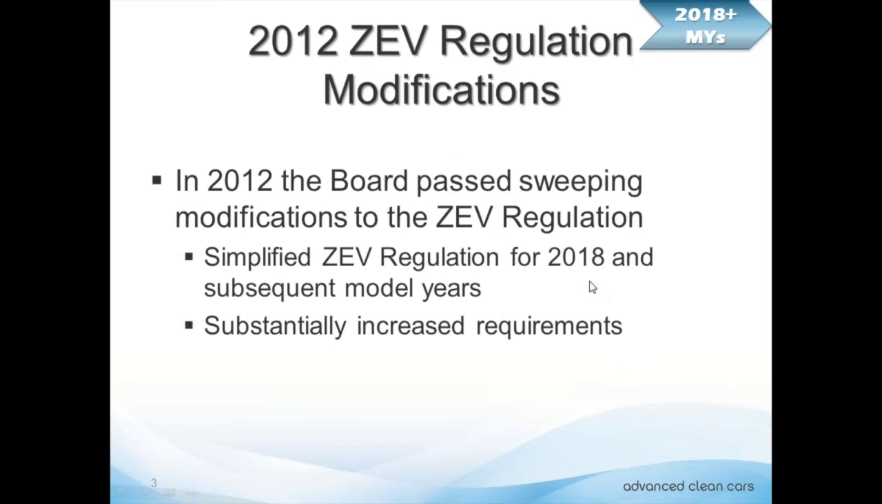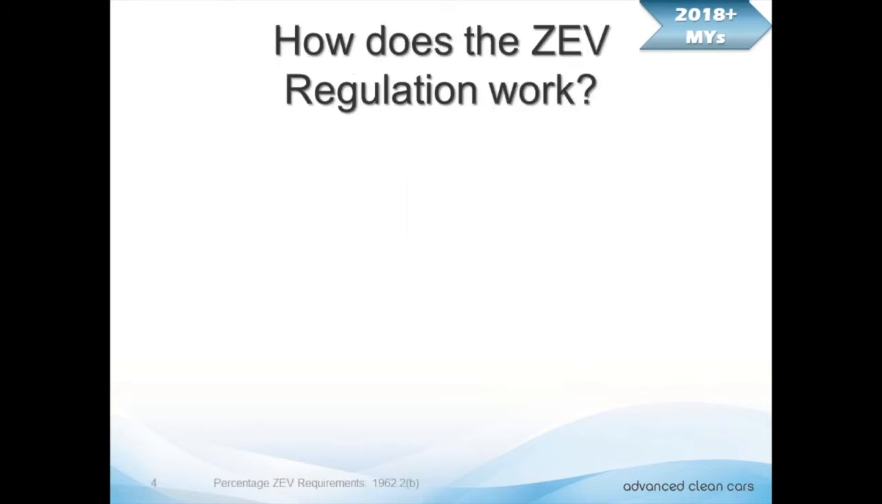In 2012, the California Air Resources Board passed comprehensive modifications to the ZEV regulation. These modifications primarily affect 2018 and subsequent model year vehicles. In addition to simplifying the regulation, these modifications substantially increase requirements. This presentation is intended to take you through the requirements established under these modifications. We are going to start with a quick overview of how the regulation works.